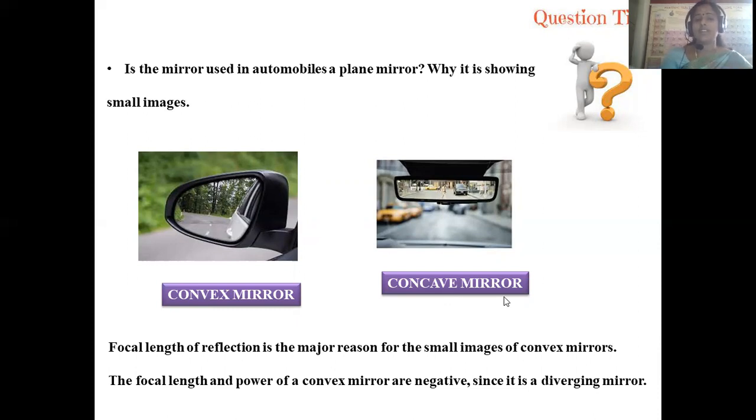A convex mirror is one that bulges outside. A concave mirror looks like a hyperbola, so a curvature will be inside. If the curvature is outside, that is known as a convex mirror. If the curvature is inside, that is known as a concave mirror.